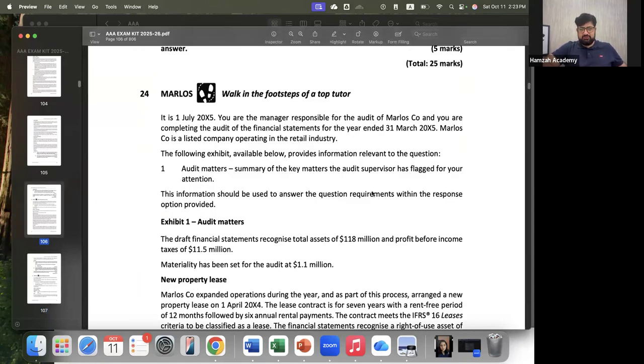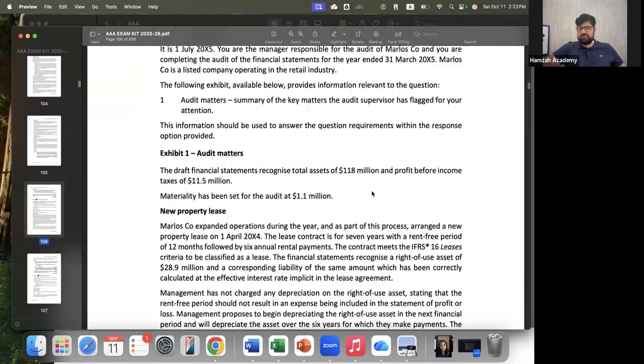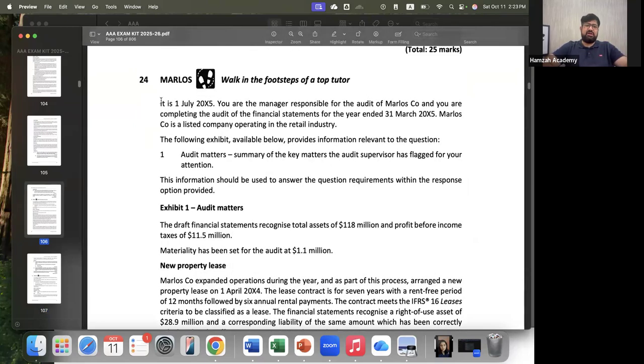So both parts, of course. First of all, the first issue. We have to read the background. It is the first of July 20x5. You are the audit manager responsible for the audit of Marlos company, and you are completing the audit of the financial statements for the year ended this date. It is a listed company operating in the retail industry.